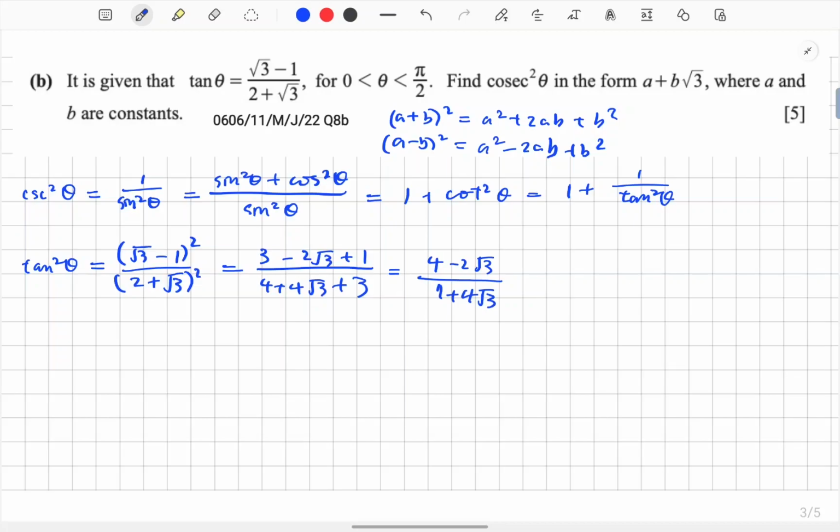this question requires some knowledge about surds. If you need help, make sure you check out the video in the description. Now we have tangent squared theta. We can find cotangent squared theta, which is the reciprocal.